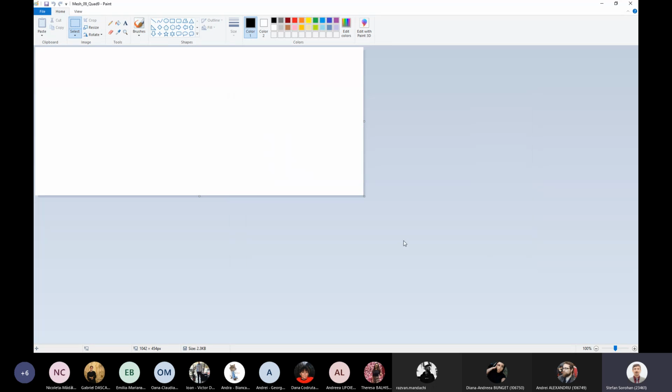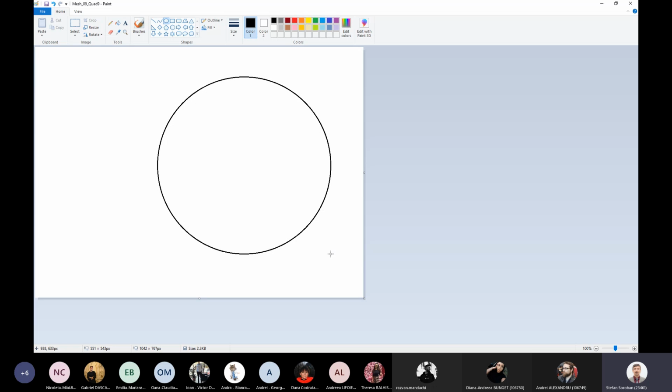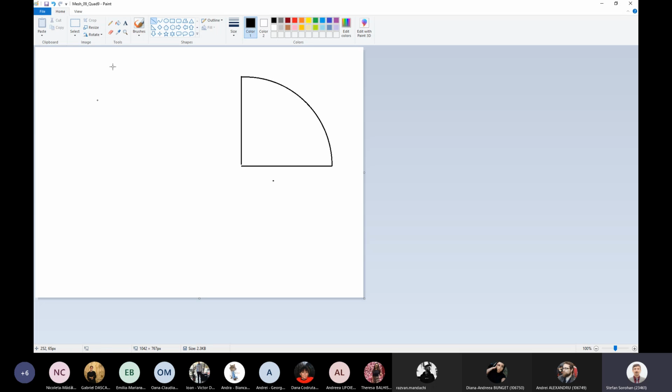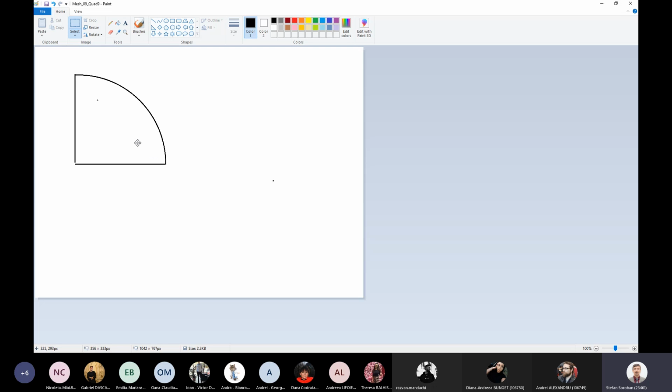To keep it. So our problem is a quarter of a circle. I will remove here. I will consider straight lines here. Okay, let's move it a little bit here.